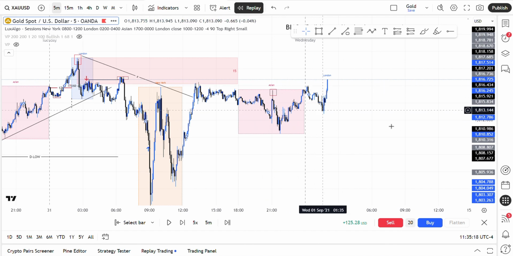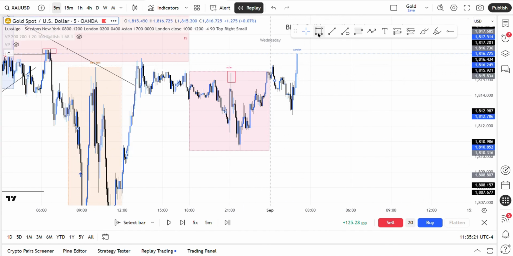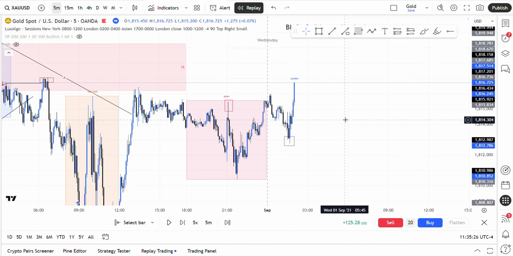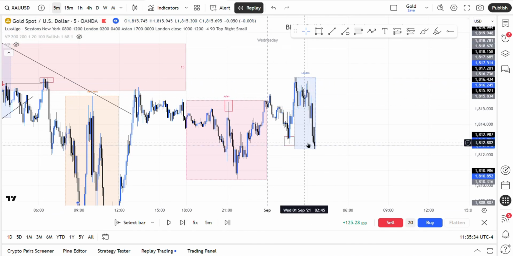Market gave a little bit of reaction to the downside after taking out this highs. Took out this low, then push higher. So buyers are in control right now. Okay, the market took out this low.